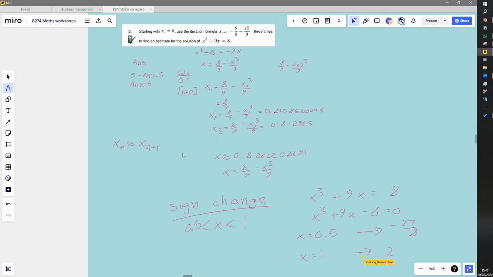Between x is equal to 0.5 and x is equal to 1, if we had the correct value for x, we'd expect this to equal 0. Instead, we're having a negative number one side and a positive number the other side. If we plotted the graph of y is equal to x cubed plus 9x minus 8, for the correct value for x in this equation, y would be equal to 0, because that's what the equation is saying. On this graph that I would plot, when x is equal to this, y would be equal to 0.